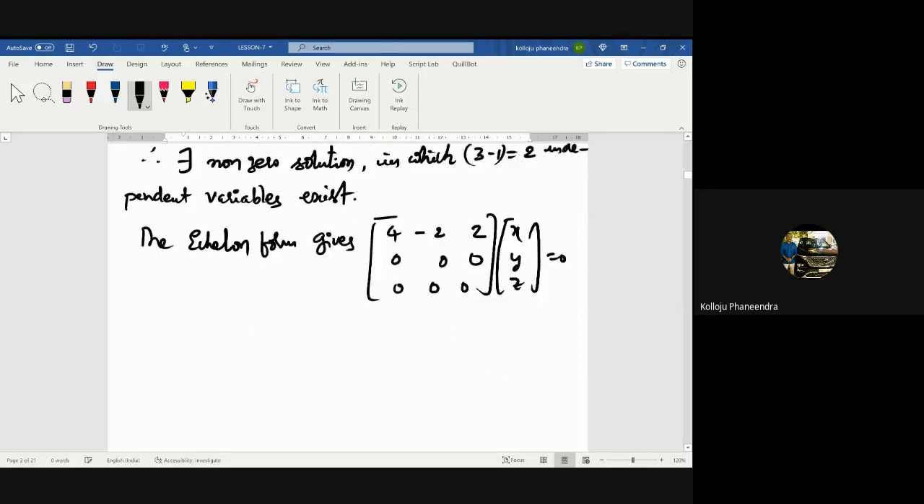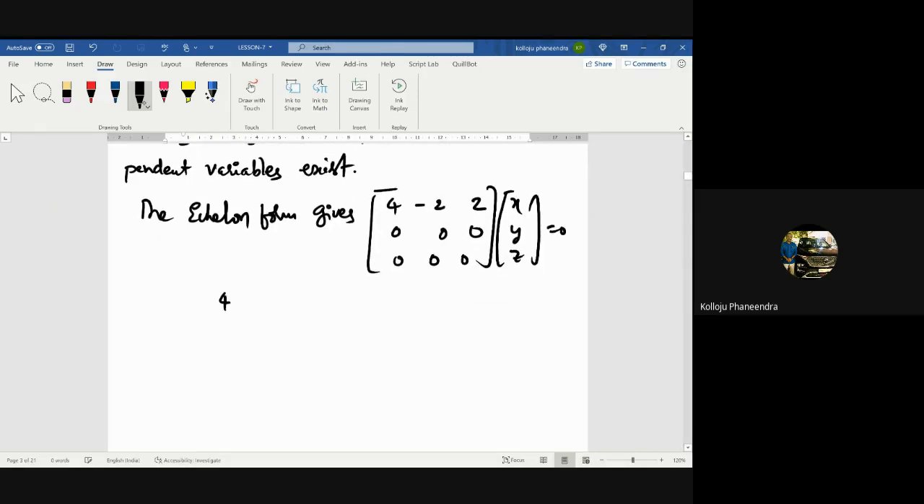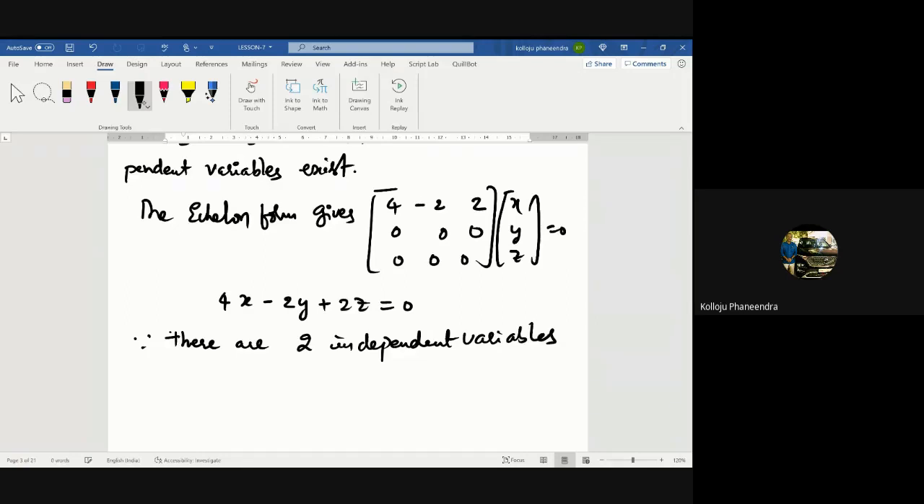Done. Now, how to calculate? What does the system become? 4x minus 2y plus 2z equal to 0. Only one equation is there. Since there are two independent variables, we first choose, generally. What is our previous technique?